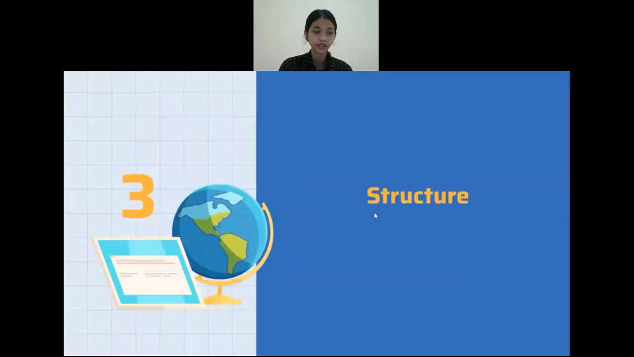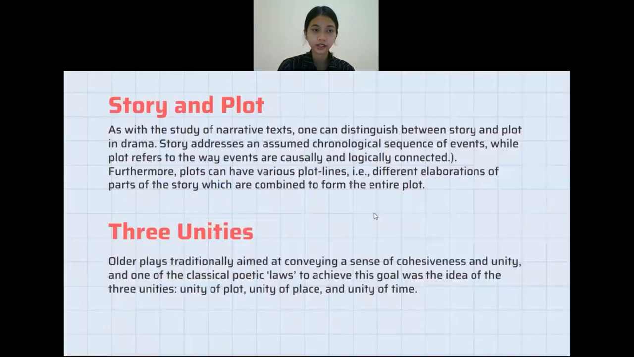Number three, structure. Story and plot. As with the study of narrative text, one can distinguish between story and plot in drama. Story addresses an assumed chronological sequence of events, while plot refers to the way events are causally and logically connected. Furthermore, plots can have various plot lines, for example, different elaborations of parts of the story which are combined to form the entire plot.